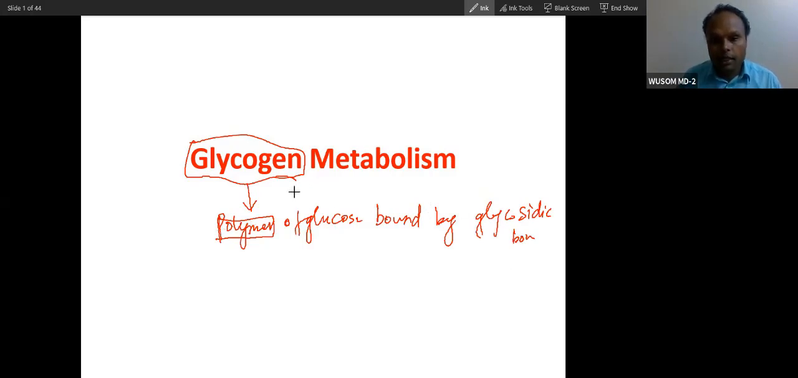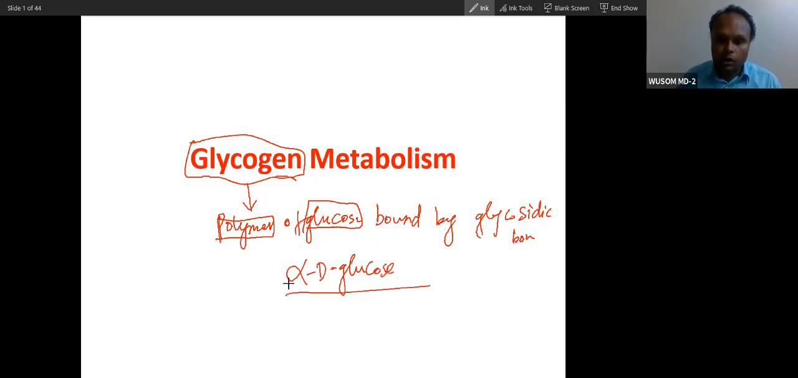But there are two types of this polymer. One is glycogen, the other is starch. And there can be a third polymer called cellulose. But here, glycogen will have a different type of glucose called alpha D glucose. Whereas in cellulose there will be a different type of glucose. I'm not going to talk about that. Okay, so let's focus on this. This is alpha D glucose.